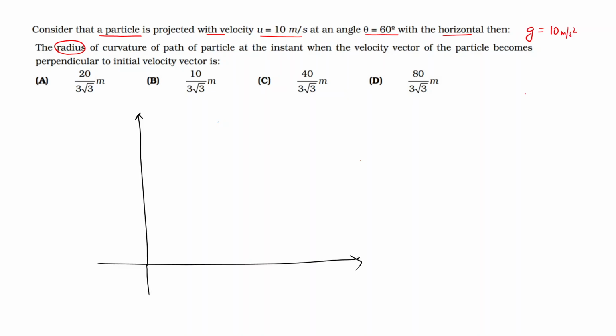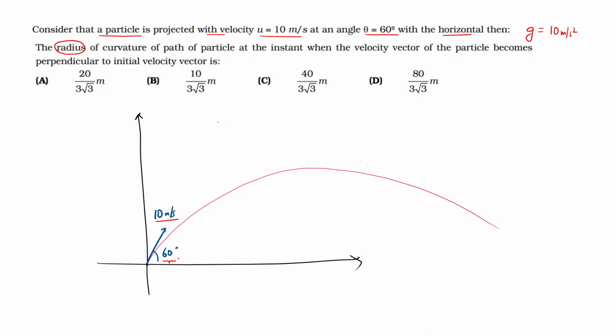So this is this kind of a situation in which the particle will have a parabolic path, and it has been projected with these parameters. So 10 meter per second, and this is 60 degrees. So you will have this velocity. When the particle was projected, you will have this velocity.